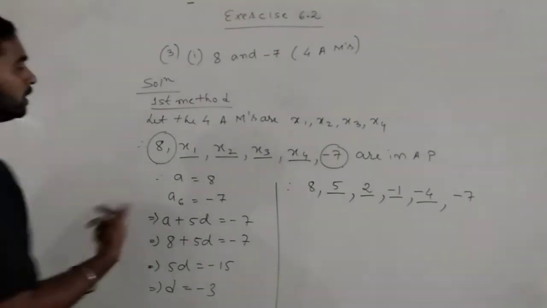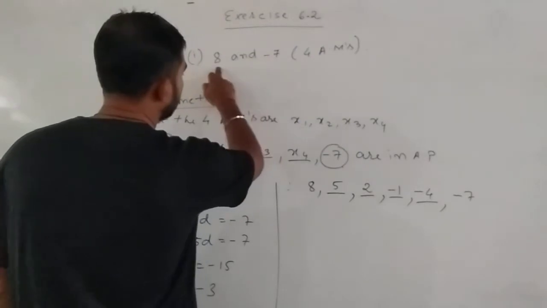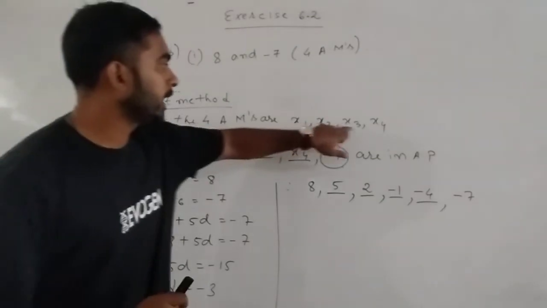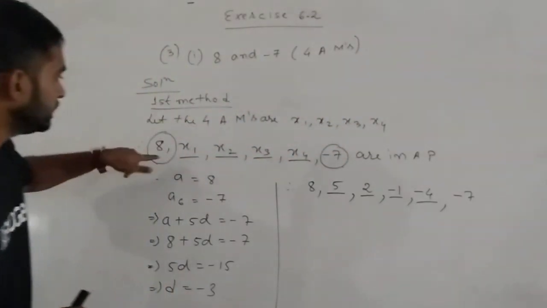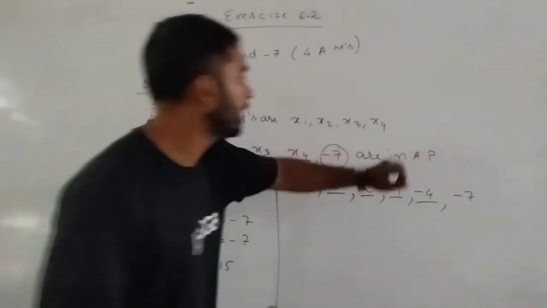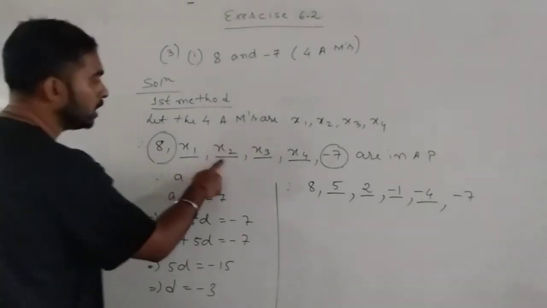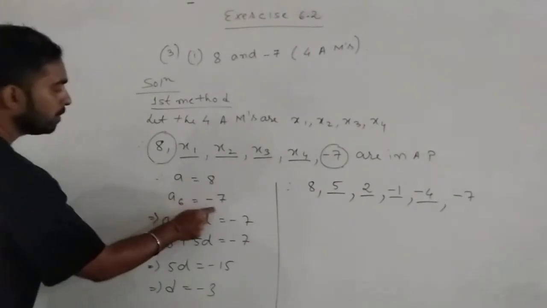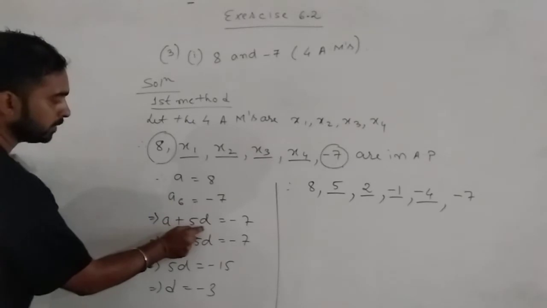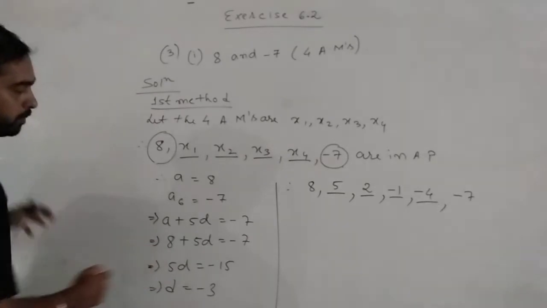So, first of all, let the 4 AMs between these be x1, x2, x3 and x4. As these are the AMs between 8 and minus 7, that means 8, x1, x2, x3, x4 and minus 7 are in AP, which implies A means 8. So first term, second term, third, fourth, fifth and sixth. The sixth term is minus 7, A6 equals minus 7. A6 means A plus 5D equals minus 7. So 8 plus 5D equals minus 7, D equals minus 3.